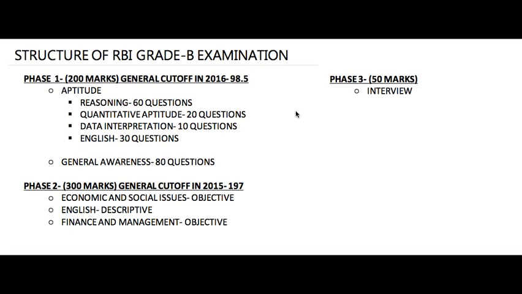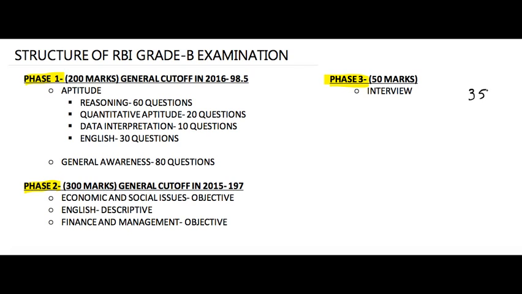Hello everyone. In this video we are going to talk about the structure of RBI Grade B examination. The RBI examination is divided into three phases: phase 1, phase 2 and phase 3. While phase 1 is qualifying in nature, phase 2 and phase 3 are not so. The marks obtained in phase 2 and phase 3 are added together to arrive at your final rankings.